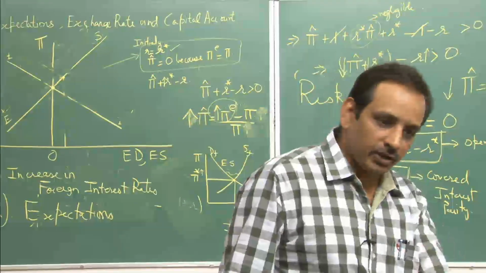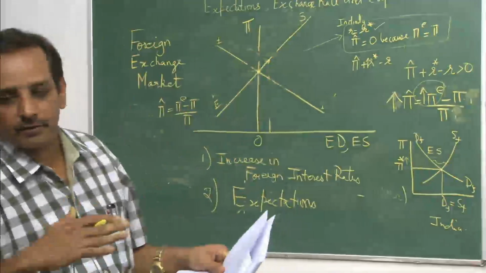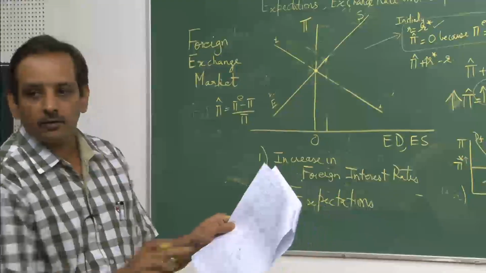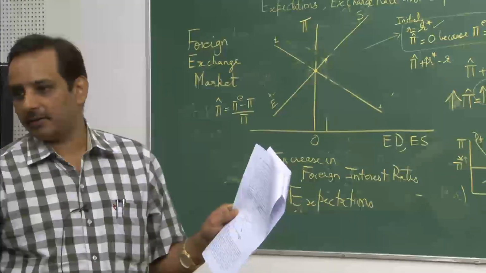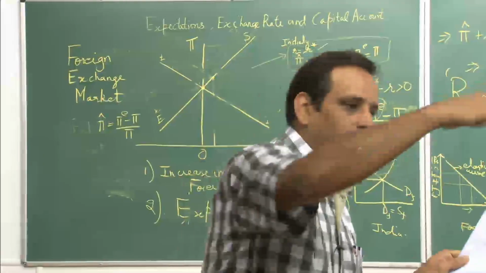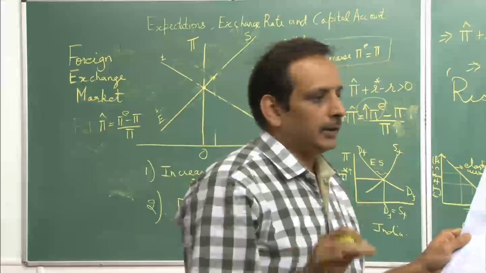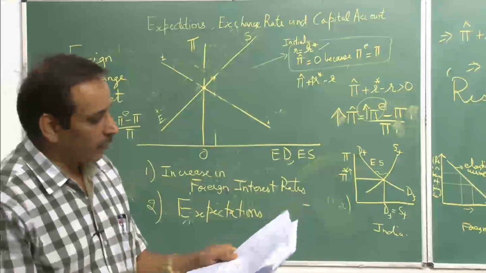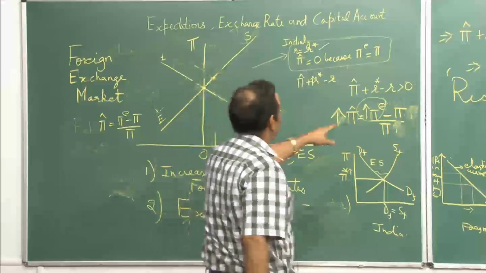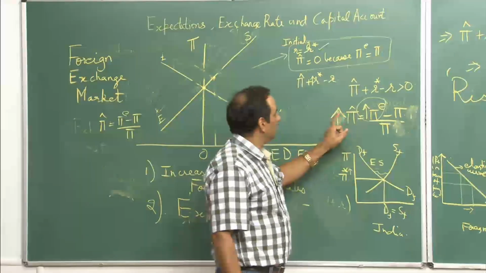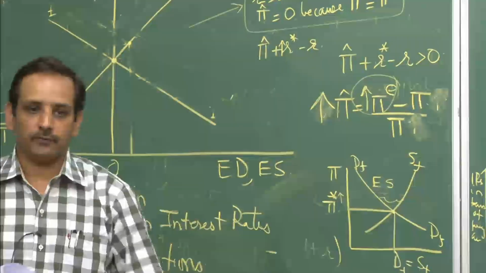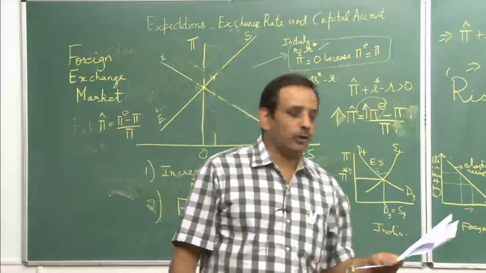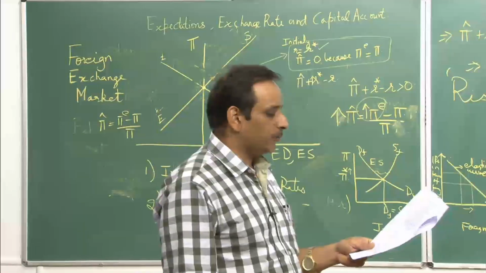immediately because the ED curve shifted to the right. This ES curve which comes with a dotted line is what you had anticipated; it is not the real shift of the ES curve. You had thought that your currency would depreciate in future, but what happens is, because there is an interest differential, pi hat goes up, the ED curve shifts to the right, and your exchange rate moves from P to P dash.